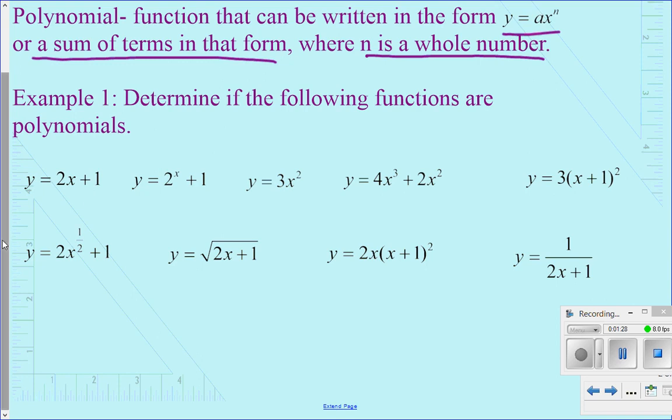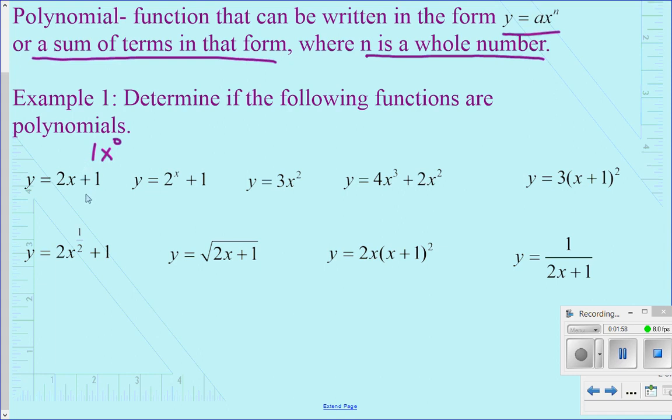So we have 1. Now, usually students say, when they first see that, they say, well, there's no variable and there's no exponent. So that can't be a polynomial. Well, reconsider that a little bit if you were thinking that. 1 is the same thing as me saying 1 times x to the 0 power. Because anything to the 0 power is 1, and 1 times 1 is 1.